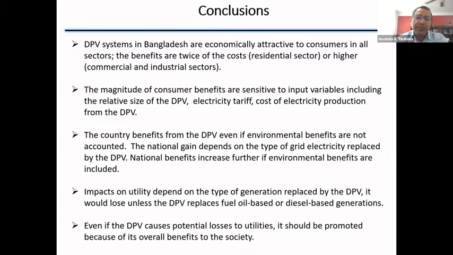The country benefits from the DPV, even if environmental benefits are not accounted for. The national gain depends on the type of grid electricity replaced by the DPV. National benefit increases further if environmental benefits are included. Impact on utility depends on the type of generation replaced by DPV. It will lose unless the DPV replaces fuel oil-based or diesel-based generation. Even if the DPV causes potential losses to the utilities, it should be promoted because of its overall benefit to the society. Let me stop here. Thank you very much.